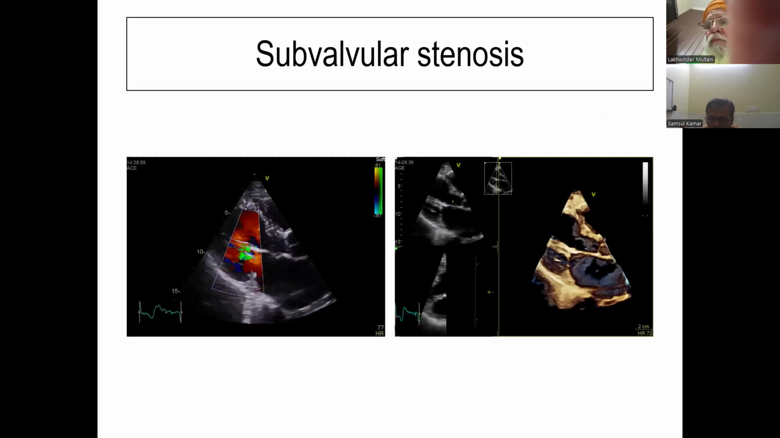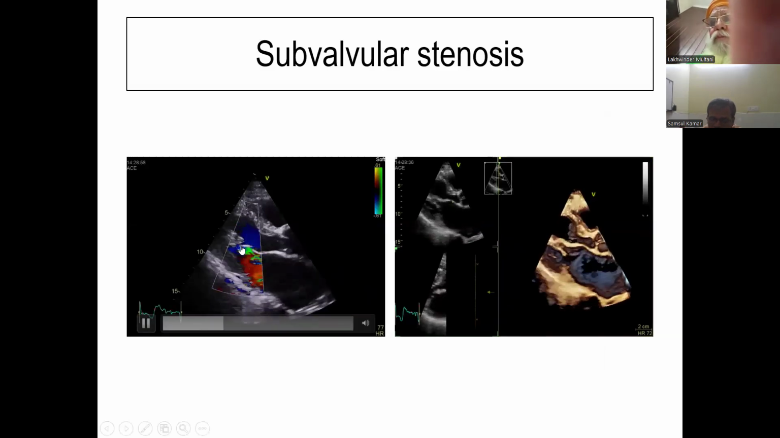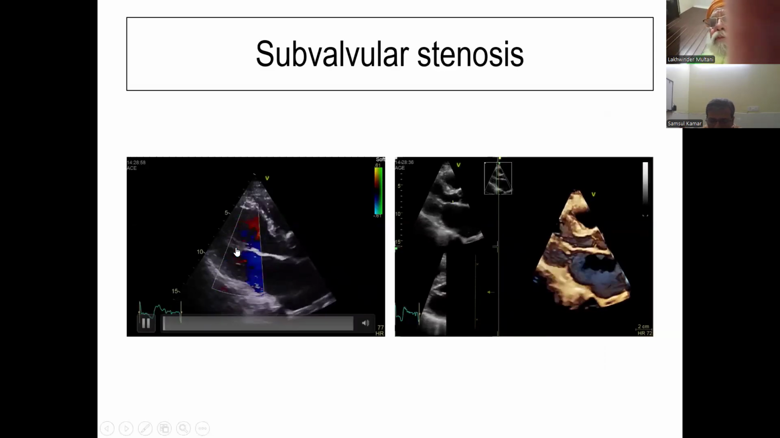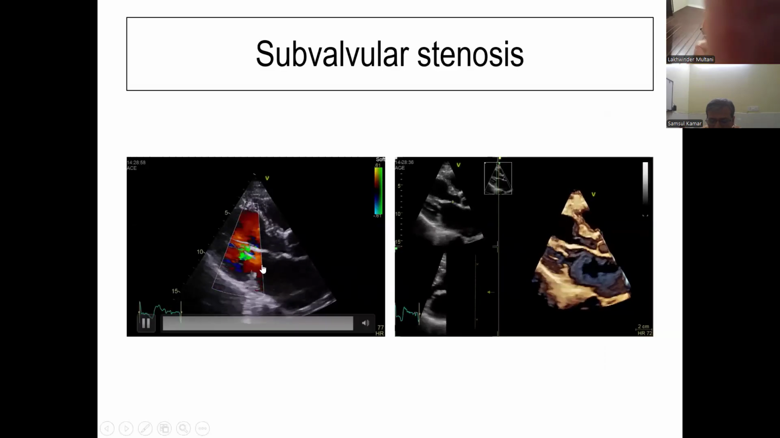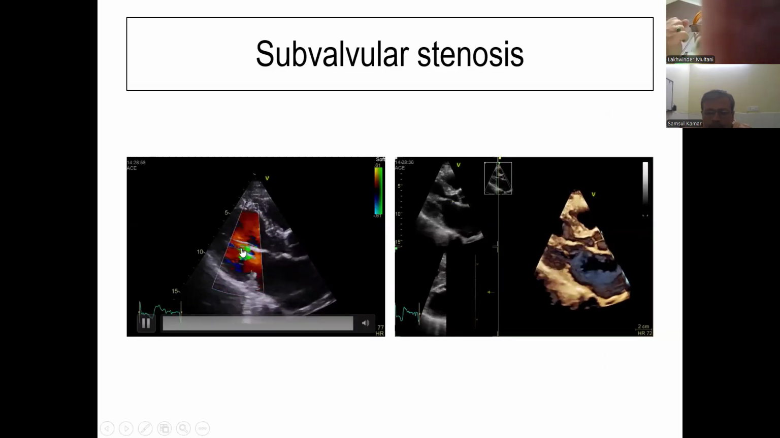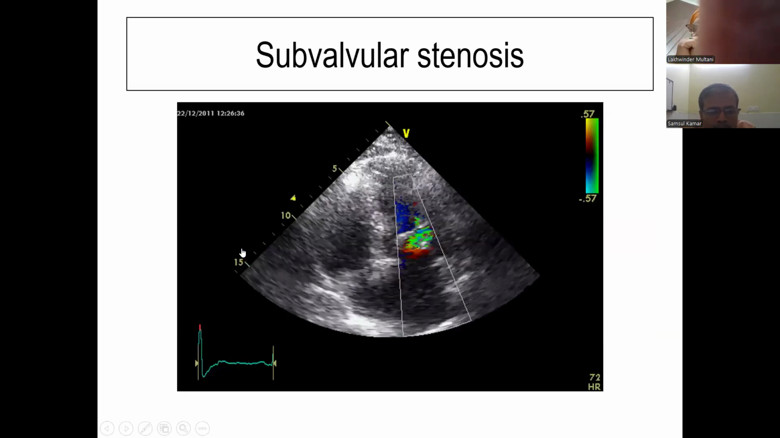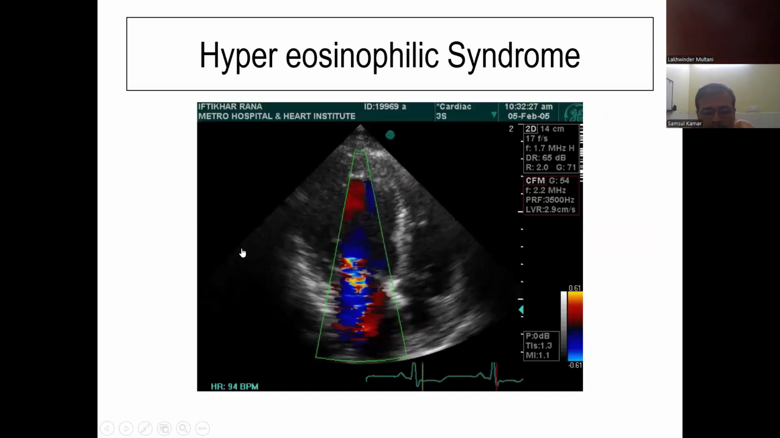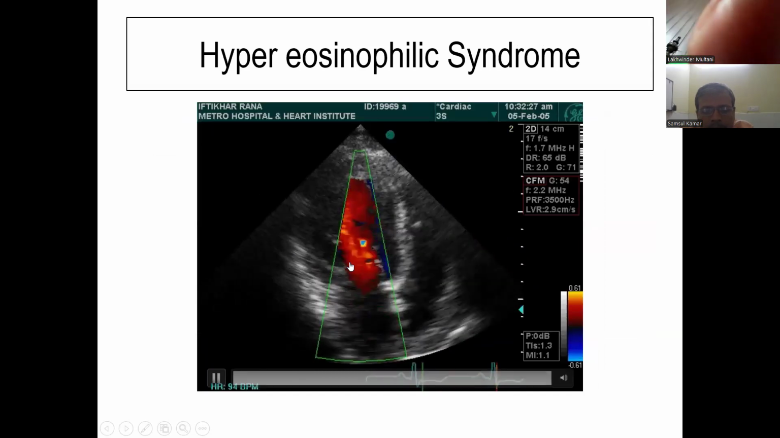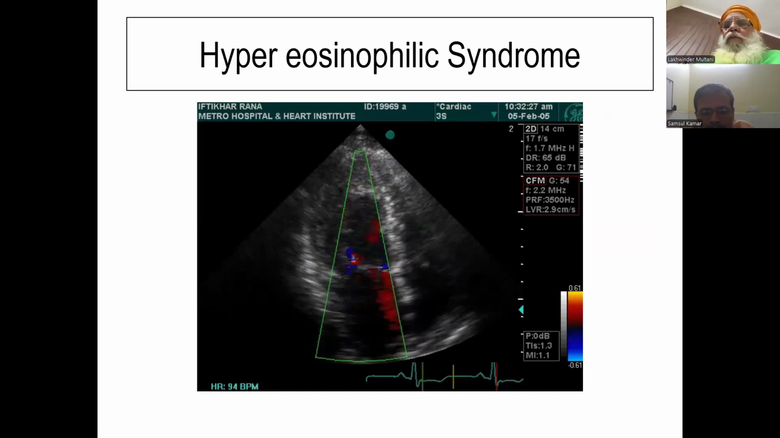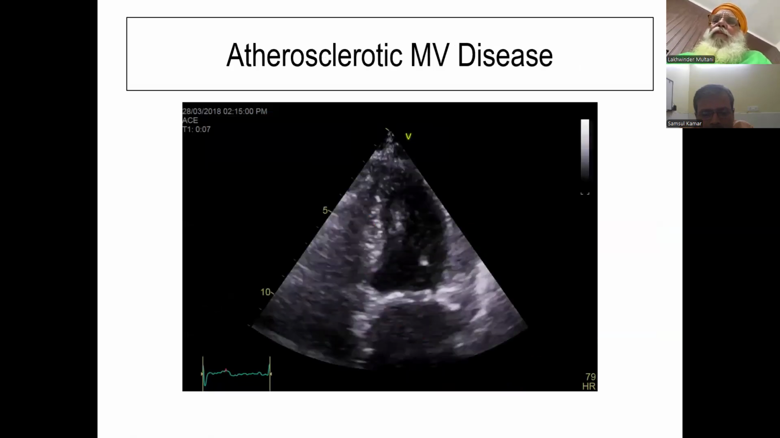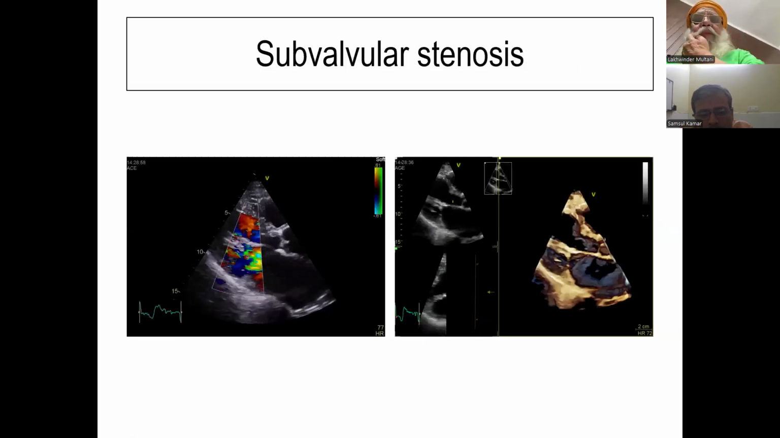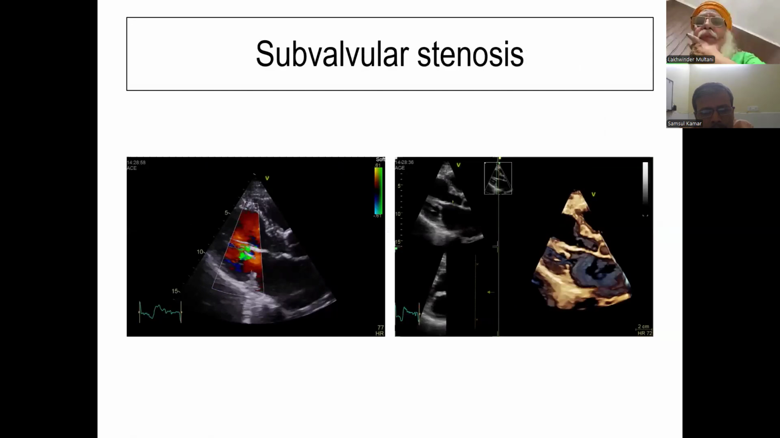And when we looked carefully over here, we could see a turbulence in this subvalvular apparatus region. Not turbulence over here at the valve level. The turbulence is in the mid of the subvalvular apparatus. And if you want to really look for the turbulence in mitral stenosis, look, the turbulence is right at the tip of the leaflets. And that's what is a subvalvular mitral stenosis.